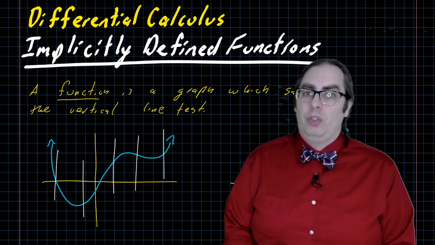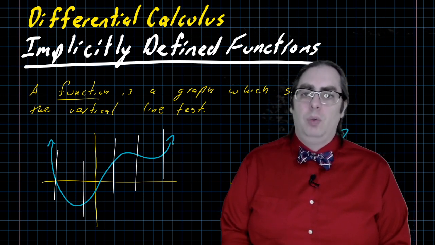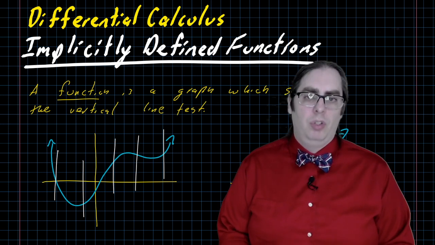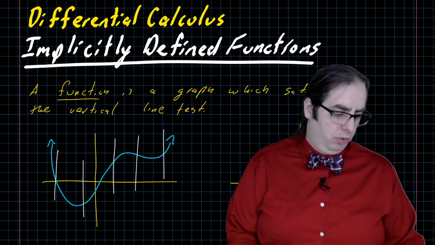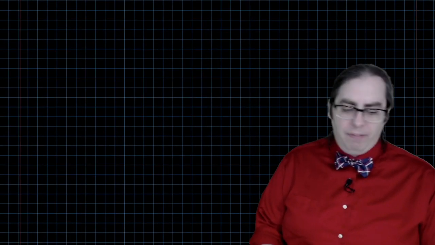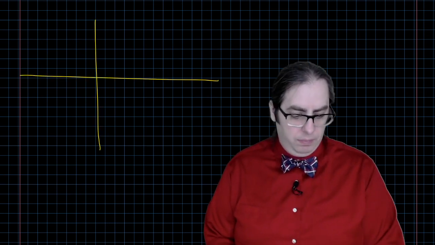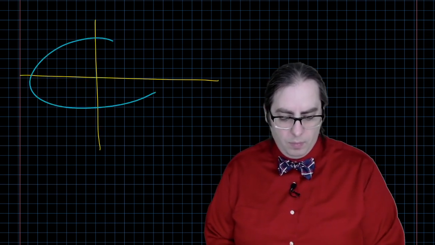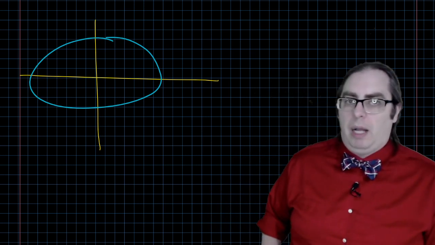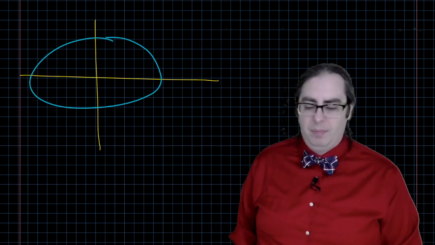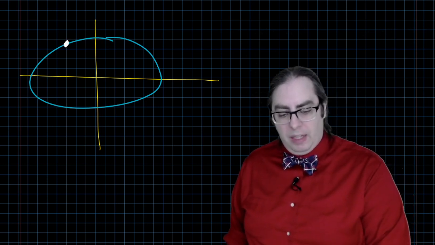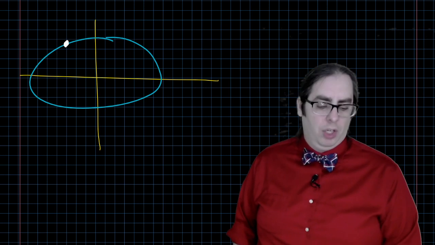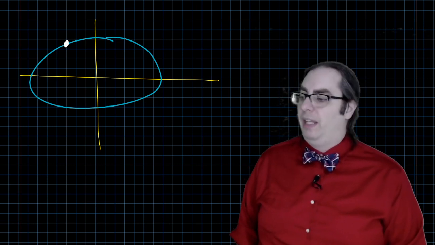And so in order to proceed from here, in order to be able to actually make use of the rules that we have, we need to have functions. So if we have a graph that is clearly not a function, we need to come up with Plan B. Plan B is pretty straightforward. Let's say that we are trying to evaluate this curve at or around this point.